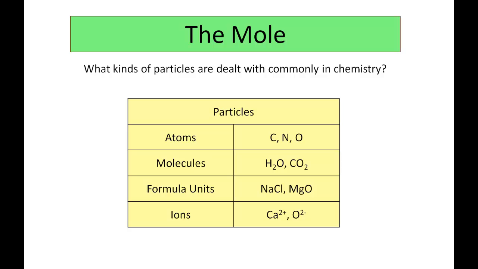So, what kinds of particles do we deal with commonly in chemistry? Here they are in this table here. A particle could be an atom, if it's just 1 element on the periodic table, like carbon, nitrogen, oxygen. It could be a molecule, if it's a compound made up only of nonmetals or covalently bonded. It could also be a formula unit if it's a salt, such as sodium chloride or magnesium oxide. Or it could be an ion if it's a charged atom, such as calcium 2+ or oxygen 2-. So when I say particles, you have to know that I'm talking about either atoms, molecules, formula units, or ions.